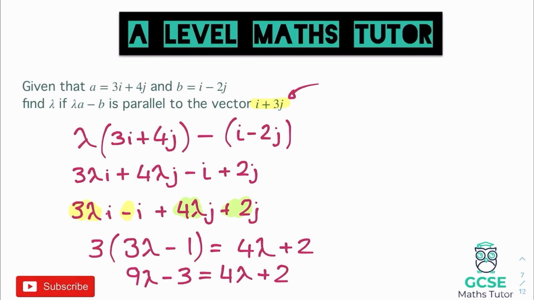So let's solve this over here. Let's minus 4 lambda from both sides. That would leave us with 5 lambda. And let's add 3 to the other side, and that's going to equal 5. So 5 lambda equals 5, so 1 lambda when we divide by 5 has to equal 1. And there's our final answer.